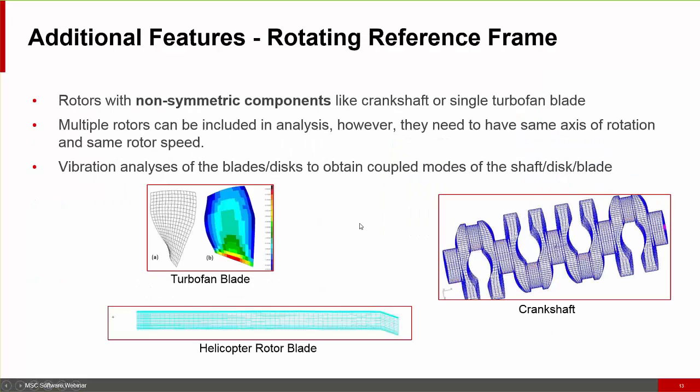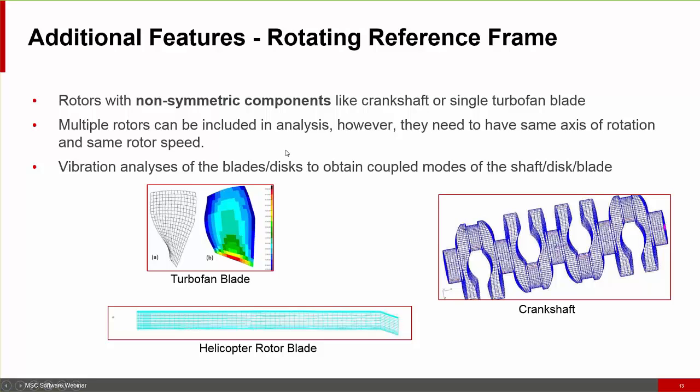Some additional features on the rotating reference frame is you can also have non-symmetric components, such as a crankshaft, as shown here on the bottom right, or single turbofan blades as shown on the left, or helicopter blades for that matter.